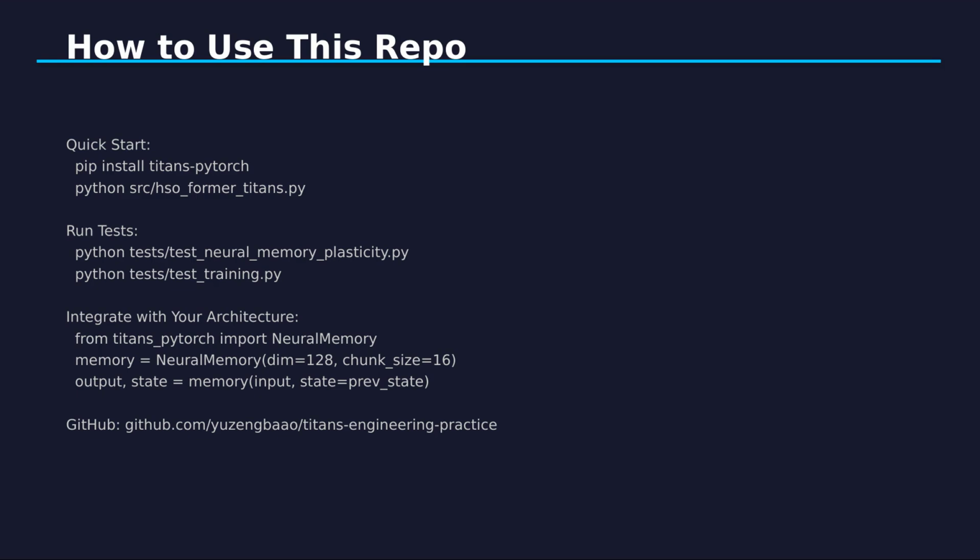Import neural memory, initialize with dimension and chunk size parameters, then call the memory function with input and optional prior state for cross-session persistence. Full documentation and examples are on GitHub.